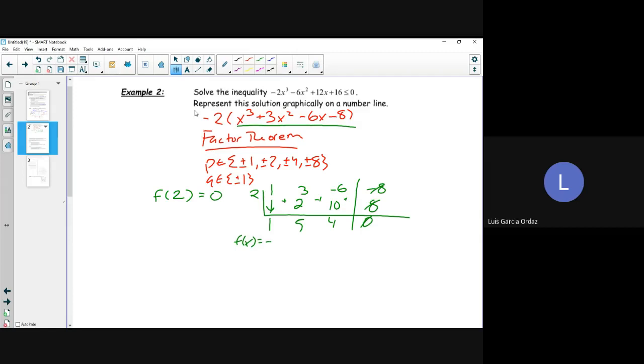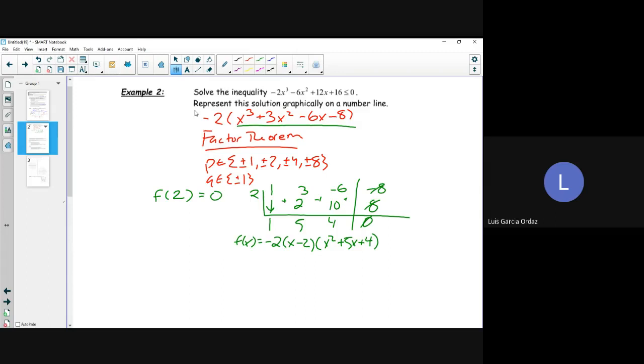Don't forget the negative 2 from the beginning because we factored that out, and that's going to help us with our sign chart, okay? Even though negative 2 isn't a factor, it is still a constant that affects the sign of the result of the graph. So we get x squared plus 5x plus 4. And how do we factor that trinomial? x squared plus 5x plus 4.